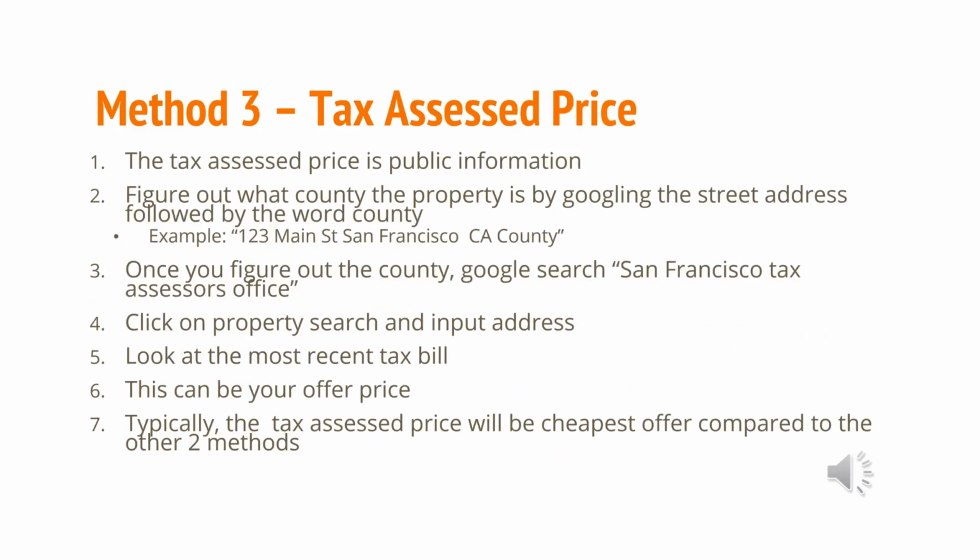Method number three is looking at the tax assessed price, which is by far my most favorite method in making offers. The tax assessed price is public information. It's easy to find out.